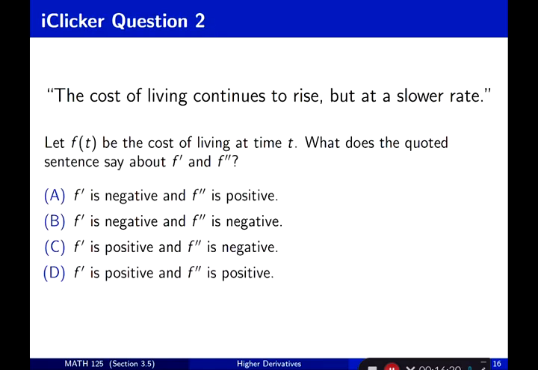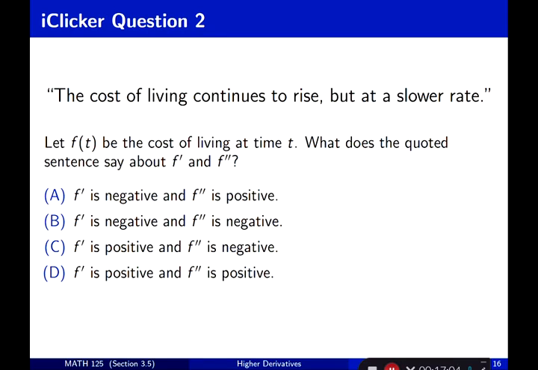So I click here, question 2. The cost of living continues to rise, but at a slower rate. Let f of t be the cost of living at time t. What does the quoted sentence say about f prime and f double prime? A, f prime is negative, f double prime is positive. B, f prime is negative, f double prime is positive. C, f prime is positive, f double prime is negative. D, f prime is positive and f double prime is positive.